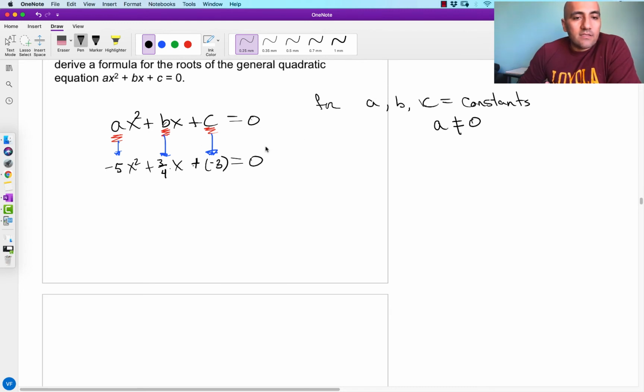They're just constants. But it's important to note that even though there's a lot of variables running around up here, a, b, and c are constants, and the variable we're working with is really just the letter x. Okay, so how do we complete the square process on this ax squared plus bx plus c equals 0? Well, we're going to follow the same pattern we just followed up above.